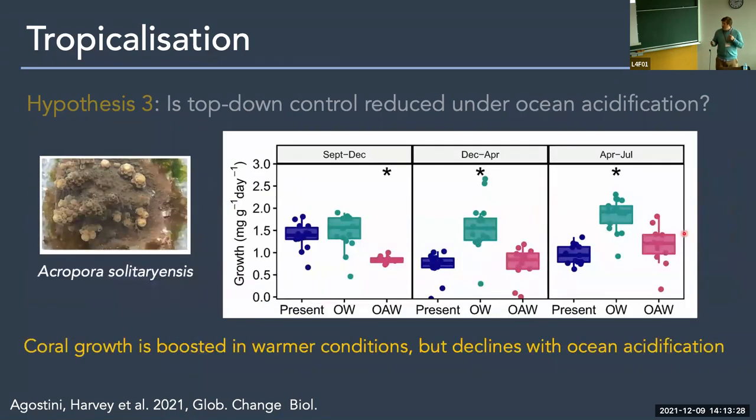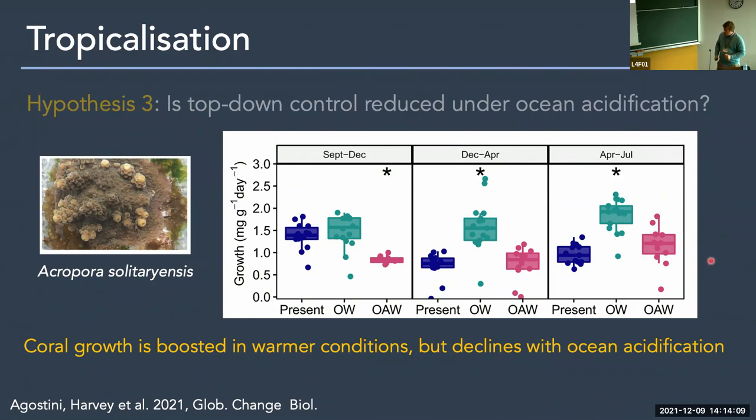The corals, we're like, okay, when you take them into Shikine, it's a bit warmer than Shimoda. They're obviously normally found in warmer waters, no problem. So here we've got just the growth of the Acropora species. Generally in the colder months, you get better growth when you have these warmer conditions. But as soon as you add ocean acidification as well, it's lost again. And so any kind of tropicalization benefit for corals is likely to be hindered when you consider ocean acidification as well.